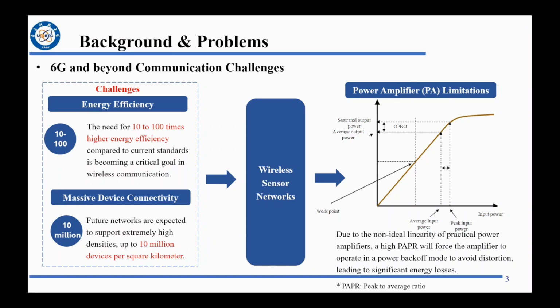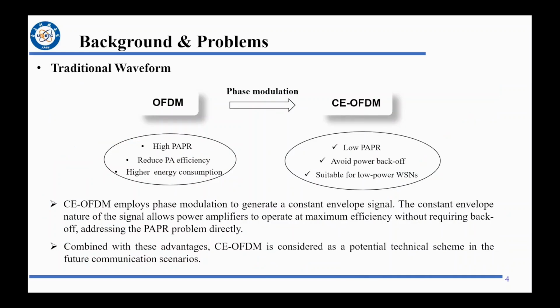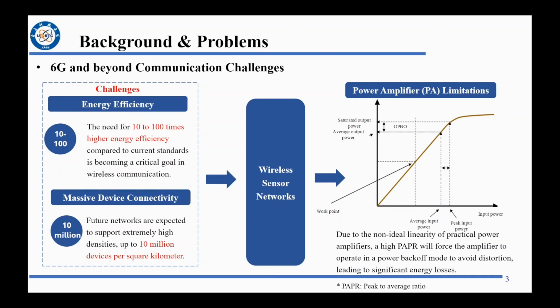As we move towards 6G and beyond, communication systems face increasingly strict requirements, especially in terms of energy efficiency. It is projected that future communication will need 10 to 100 times higher energy efficiency compared to current standards. Another key challenge is massive device connectivity, where networks are expected to support up to 10 million devices per square kilometer. To satisfy this requirement, wireless sensor networks (WSN) require low power consumption for practical application.